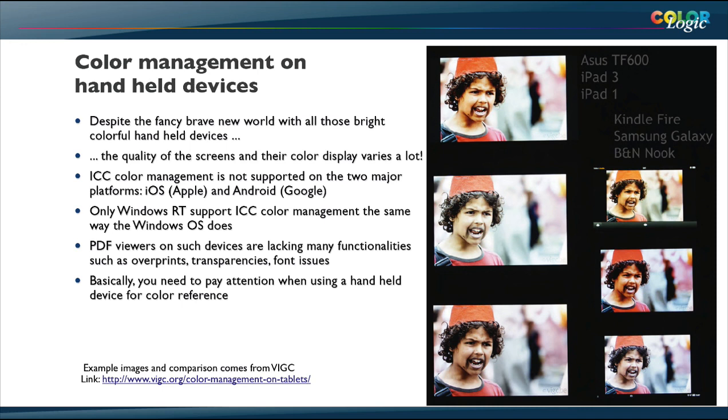So the colors of the same image are rendered completely differently without color management, depending on whether it's a very light or very bright color. The iPads, for example, iPad 3 and 1, are completely different. The Asus is completely different. The Kindle Fire or the Samsung or the Nook, completely different.